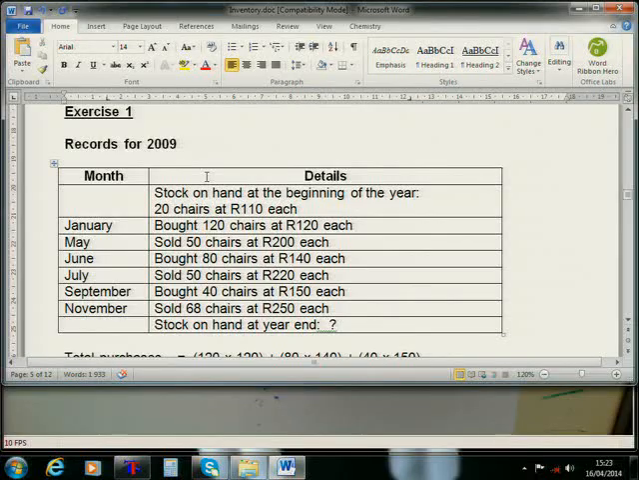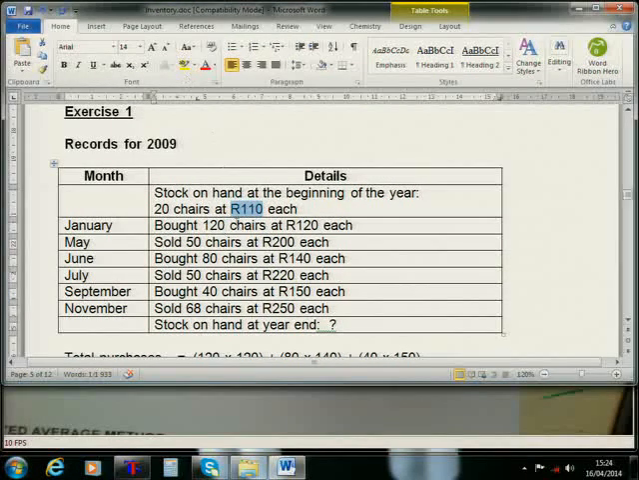We've got stock on hand at the beginning of the year, 20 chairs at 110 Rand each. We bought 120 chairs and we sold 50 chairs in May, and that is our selling price. We bought 80 chairs at 140 Rand each in June, and you can see there the price was 110 Rand. That was the stock that we've got on hand.